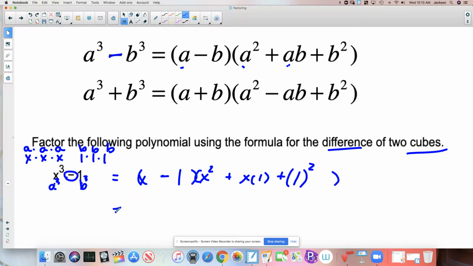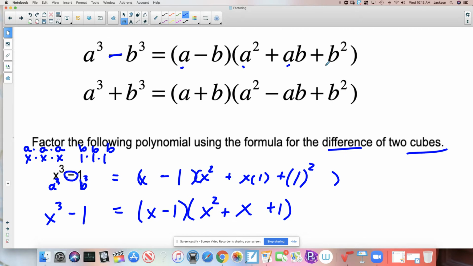Now we'll have to clean this up just a little bit. X minus 1 is x minus 1. X squared, of course, is x squared. I'm going to rewrite this. This is x times 1. X times 1 is just x, okay? And here, 1 squared is just 1. So the factored form of x cubed minus 1 looks like this.